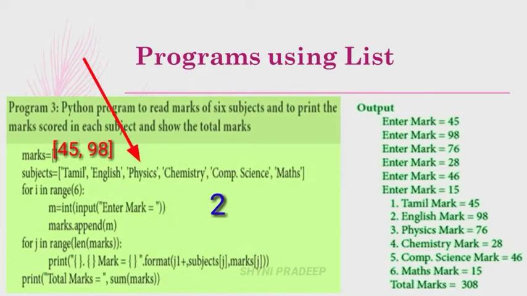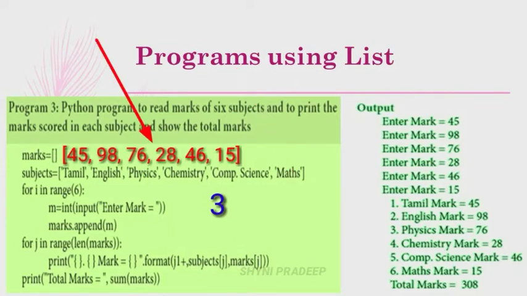And next see the next subject, that is Physics. Enter the mark, that is 76. So 76 will be added in the marks list. So this marks length will become 3. Okay. What are they? 45, 98, 76. 3 marks. So length of marks is 3. So continue this execution until you reach the last subject, that is Maths. Okay. See here all the marks are added in the marks list.